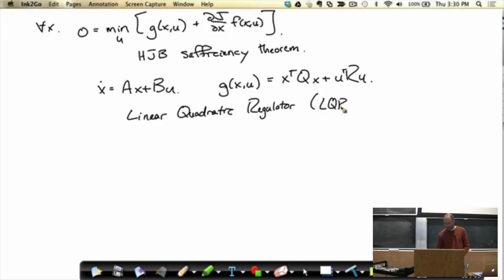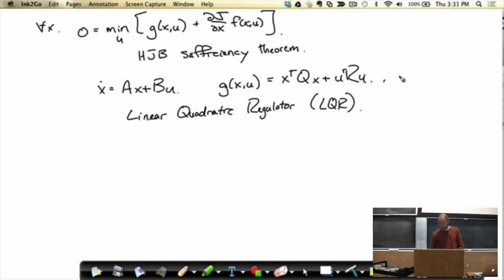Also known as LQR. Okay, so I'm going to regulate my linear system to the origin. My goal is to make all trajectories go to the origin because I'm penalizing the distance from the origin here. And I want to put a quadratic cost on being away from the origin and on control input.